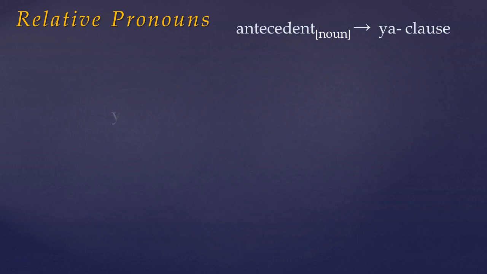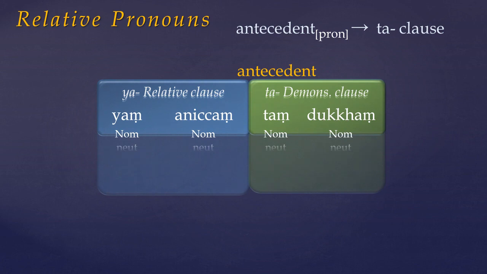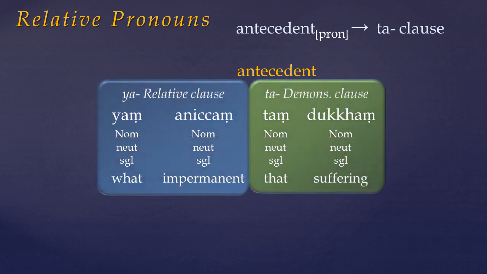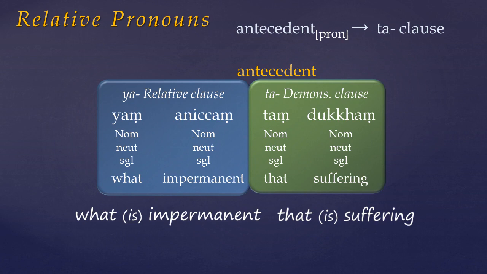Possibly more common, relative clauses can be used impersonally, which means there's no explicit antecedent, or the antecedent itself is a pronoun. In this case, the correlative pronoun becomes the antecedent term. So if we look at this example, we can see that there are no verbs, so the two clauses are equational, there is an implied copula linking the nouns. And in this example you can see quite nicely how the second pronoun picks up on what the first pronoun relates. What is impermanent, that is suffering.